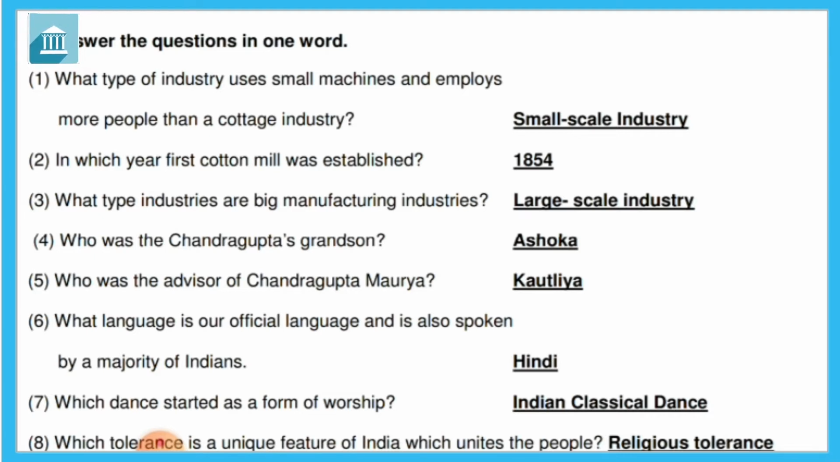Fifth one, who was the advisor of Chandragupta Maurya? So who was the advisor of Chandragupta Maurya? Kautilya. Kautilya was the advisor. Advisor means that if he does something and he needs any suggestions, any guidance, then he can take help of Kautilya. So Kautilya was the advisor of Chandragupta Maurya.